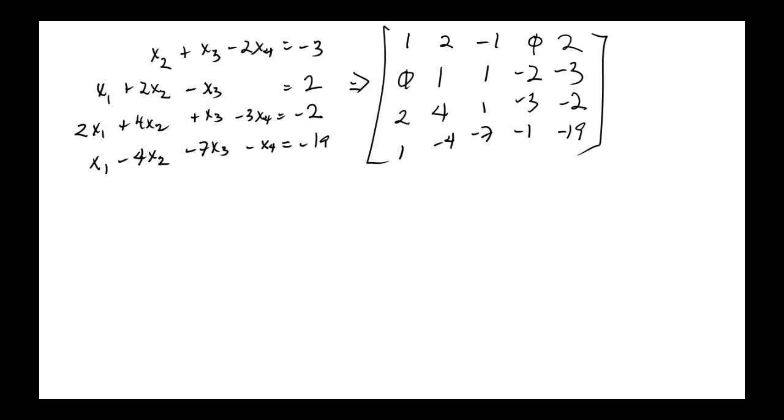Next. What's the next thing you want to do? What's the next thing you want to happen? Do some more operations to try to reduce it down to row echelon form. Okay, and what will that involve? What will be the next operation? What do you want to see happen?